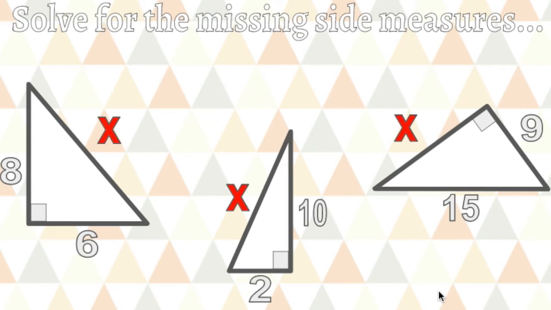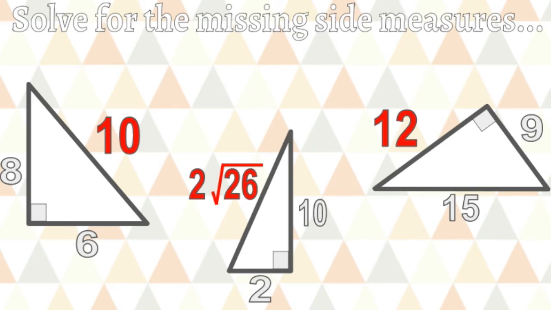Alright, y'all. Go ahead and wrap up what you're working on. If you need another second to work on this, go ahead and pause the video now. But if you're ready, go ahead and look up here. Hopefully you got the answers of 10, 2 root 26, and 12 as your missing side lengths. If you didn't, double check your work and see if there was a mistake.